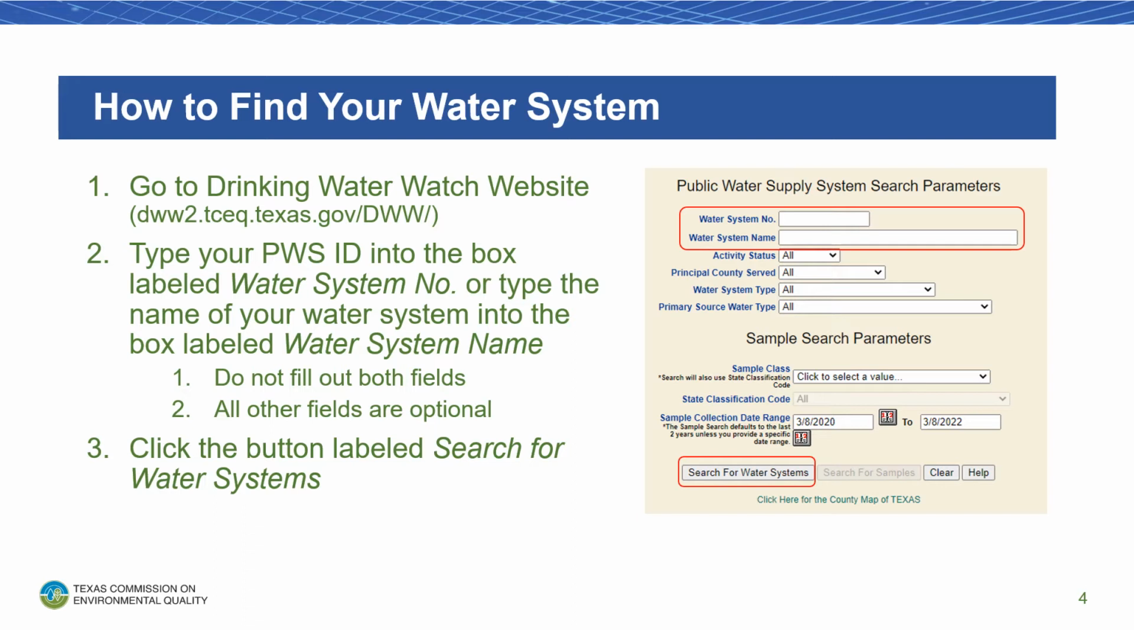When you've finished inputting your information, click the gray button labeled Search for Water Systems to take you to the results page. Then, select the PWS ID that matches your system to get to the PWS main page for your water system. All other fields listed on this page are optional ways to search for public water system information. For example, you can use the Sample Search Parameters fields to look up Water Quality Parameter, or WQP, sample results. Detailed instructions on finding samples using this method can be found in the WQP sample results section of this video on page 18.